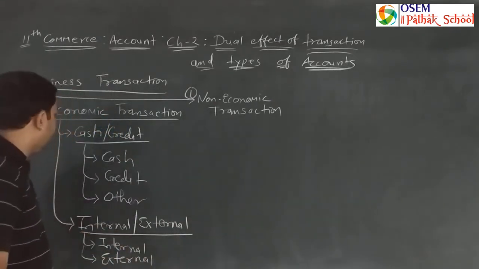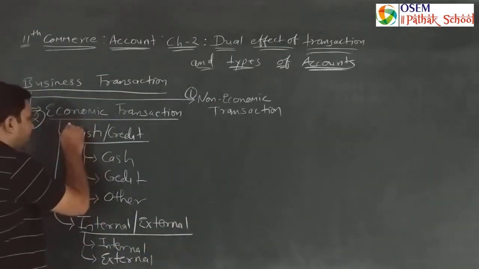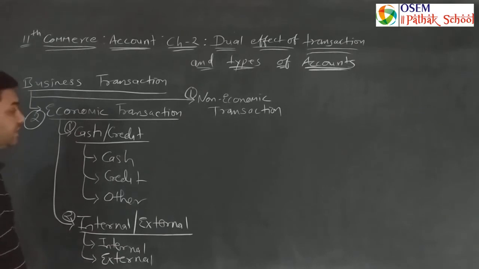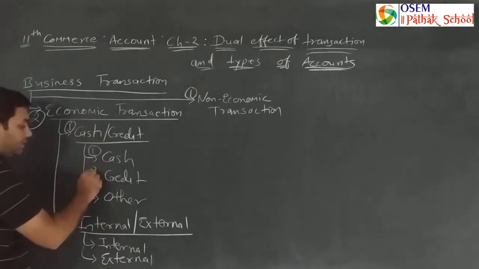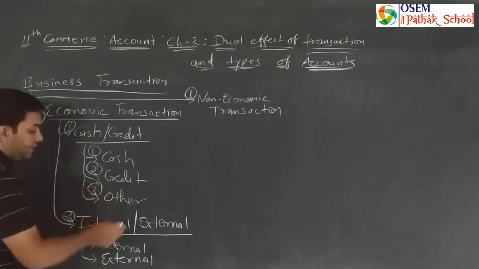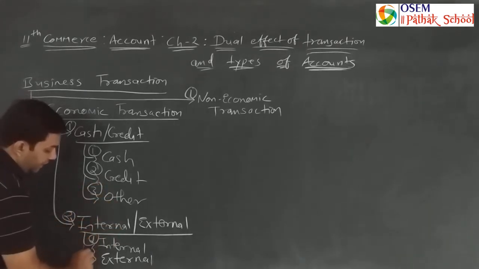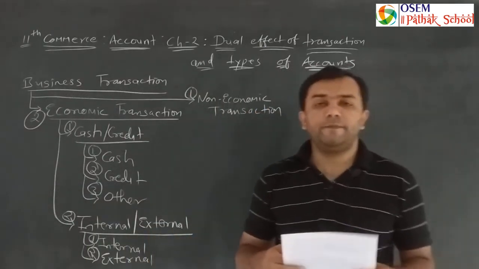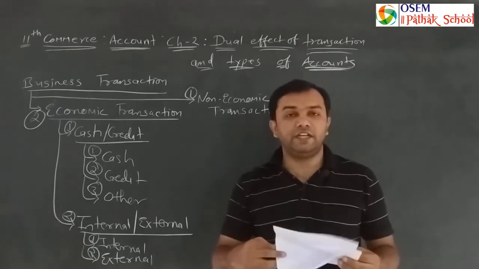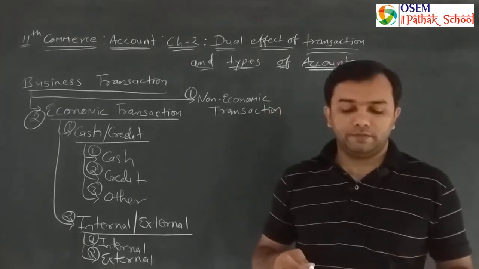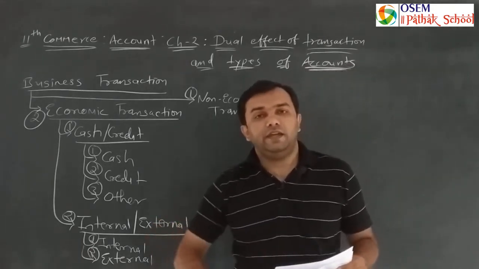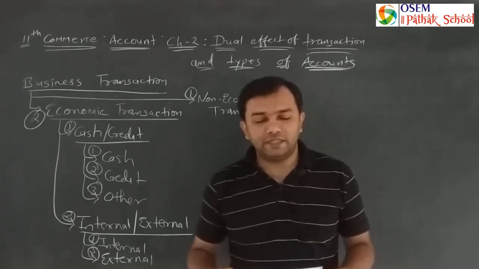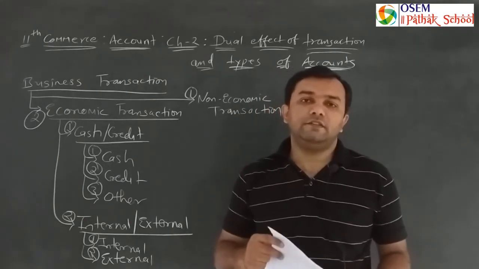Now, as given in your textbook, there are two types of economic transaction. First is cash and credit, and second is internal and external transaction. In cash or credit, there are 3 points: cash transaction, credit transaction, and other transactions. In internal and external, there is internal and external. So we are going to learn in detail, line by line, as given in your textbook from page number 25. If you have not purchased it, you can open the PDF and read it before this session. And if you have your textbook, then open page number 25 and read with me line by line.